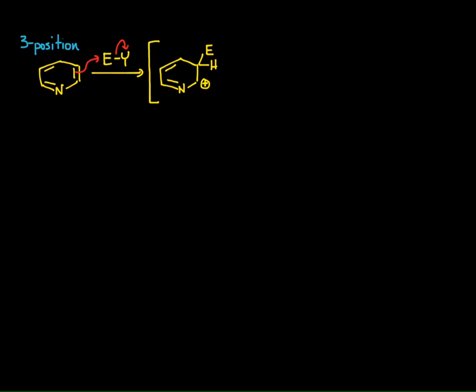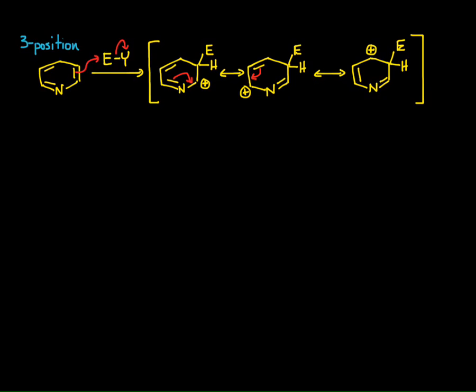Now, thinking about resonance structures of this, again, I can donate a pair of adjacent pi electrons to that carbocation, and I generate another carbocation where now the positive charge is on carbon number 6. And another resonance structure where the carbocation is now placed on carbon number 4. And so you see that we still have 3 resonance structures, but the positive charge never goes on to the nitrogen. So obviously this is a good thing relative to that of substitution at the 2 position.